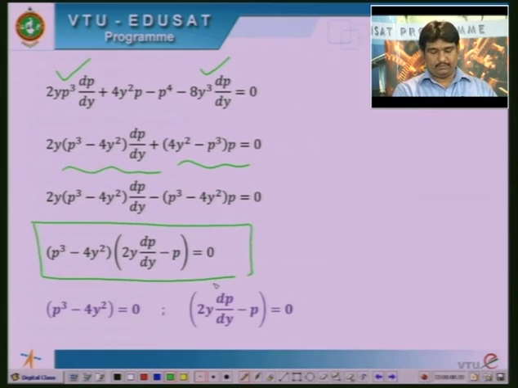So we have two possible equations here. One is p cube minus 4y square equals 0, which does not involve any derivative, which leads to the singular solution. Another one, 2y into dp by dy minus p equals 0, which has a derivative term and leads to the general solution. So as the general solution is asked, let us take the second possible equation, 2y into dp by dy minus p equals 0.